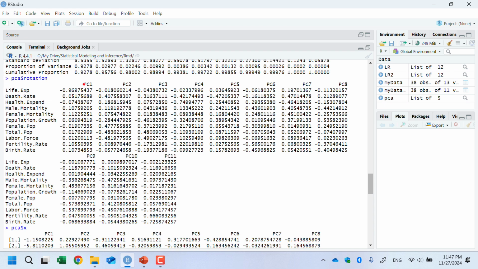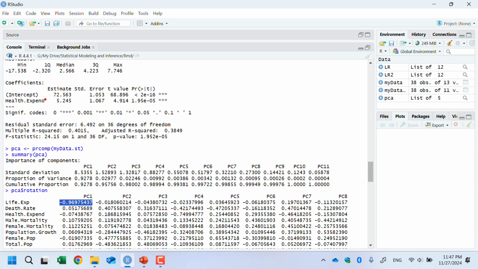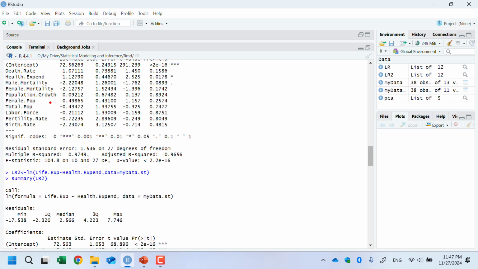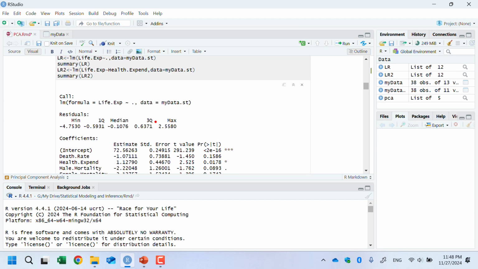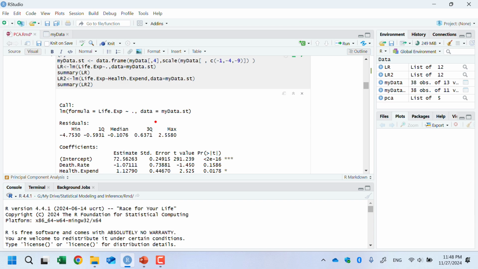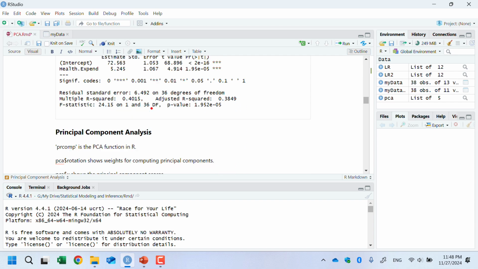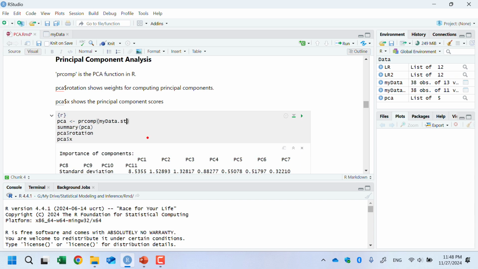And what do these numbers mean? PC1 is life expectancy times this. This is the coefficient for the life expectancy. So I should not use it. Yeah, I should not use the life expectancy. That's why. Okay, so let me fix it. I should not take the first column of my data.